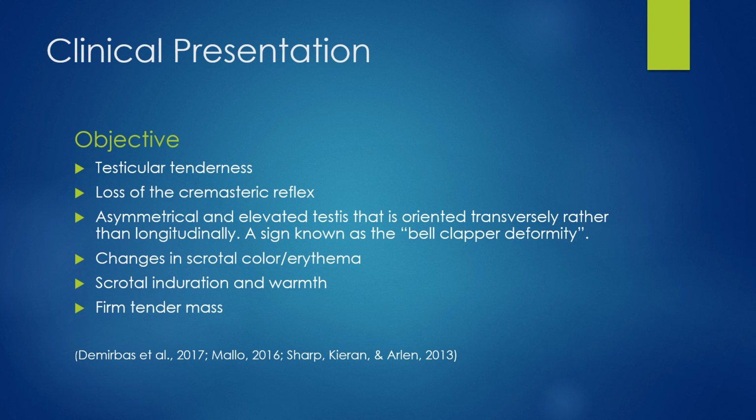The most common clinical sign found on assessment is testicular tenderness and the loss of the cremasteric reflex. Other objective findings may include an asymmetrical and elevated testis that has a transverse orientation rather than a longitudinal orientation, a firm and tender mass, and signs of scrotal edema, erythema, induration, and warmth.